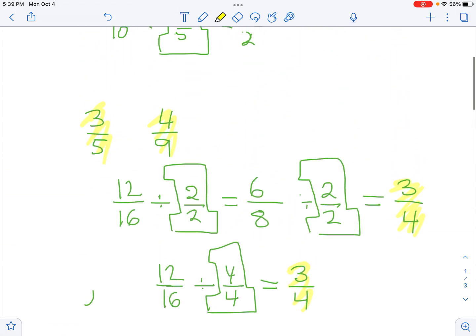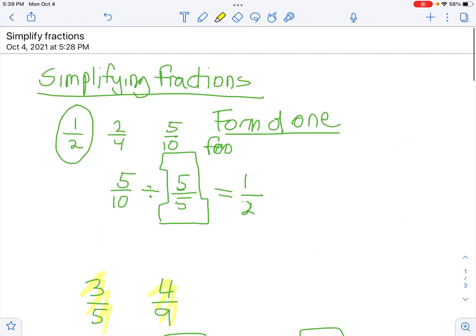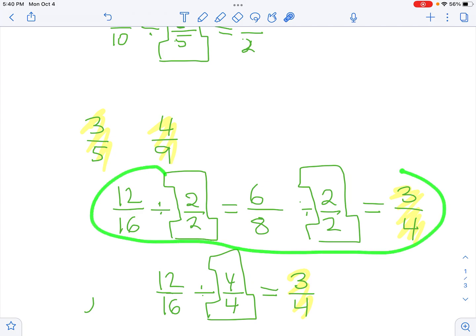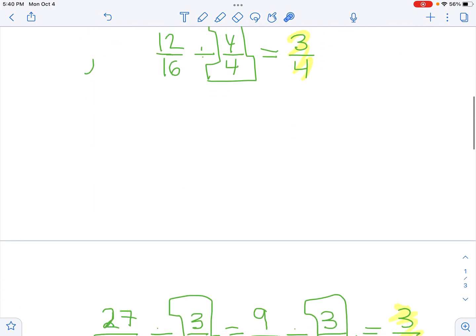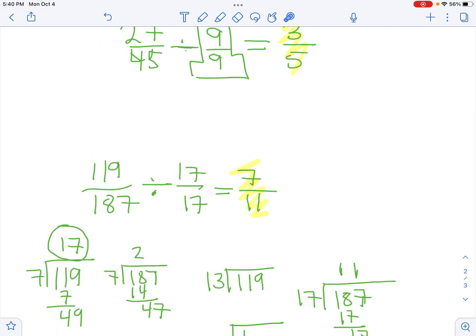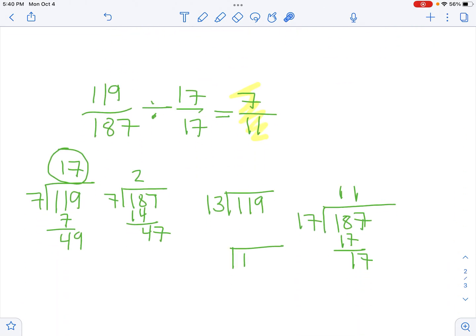So just to remind you guys, if you can divide by a common factor, you can reduce. Sometimes that's easy. This one was easy. You can do it more than once, right? I divided by 2 twice to get down to 3/4. This one isn't too hard. 27 over 45 gives me 3/5. And then this one was a little bit harder. I had to figure out that 17 was the common factor.